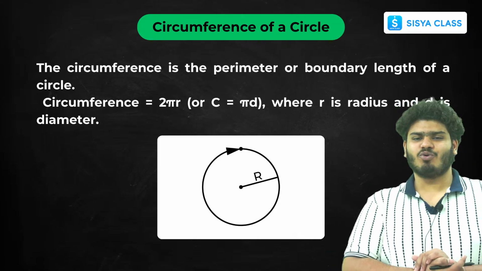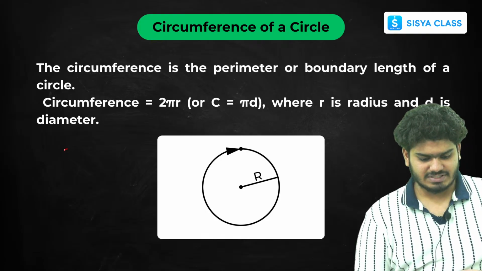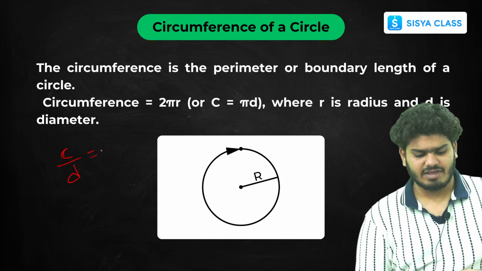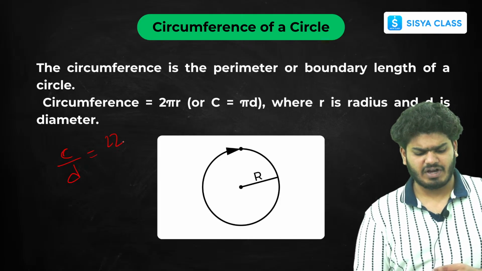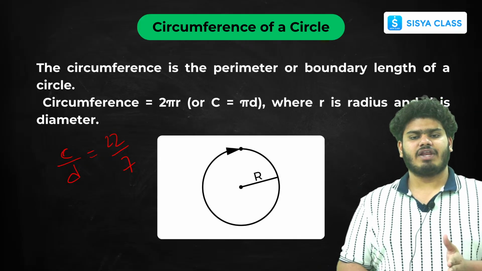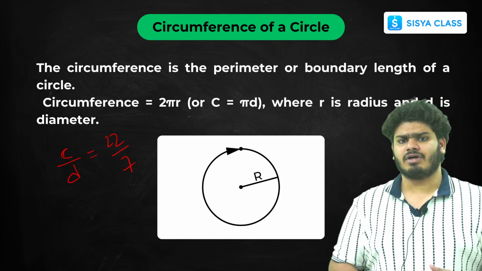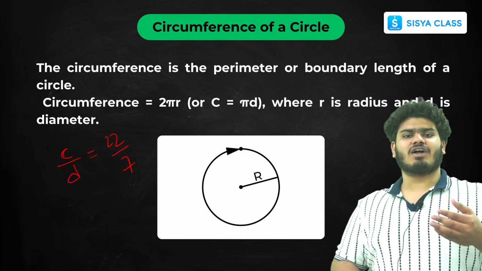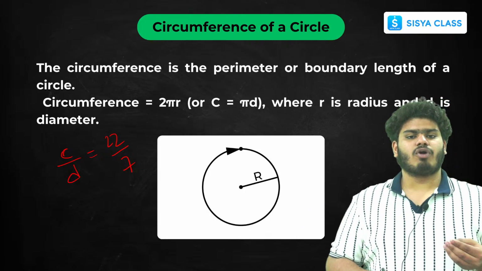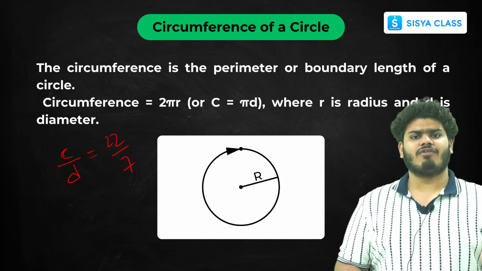I hope everyone knows why it is 2 pi r. For every circle, the circumference divided by the diameter is always 22/7. It is a constant. Whatever the radius or the diameter may be, for every circle the ratio of the circumference to the diameter will be 22/7. That's why we call 22/7 pi. If you divide it, the value will be 3.14.